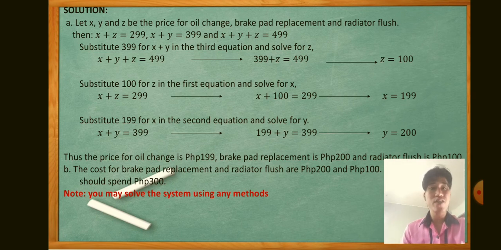Substitute 100 for z in the first equation and solve for x. The first equation is x plus z equals 299, so z equals 100. So x plus 100 equals 299. So 299 minus 100, x equals 199.